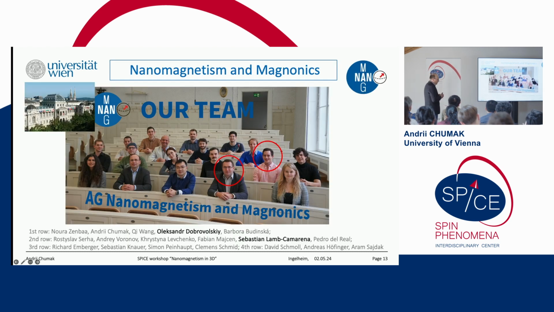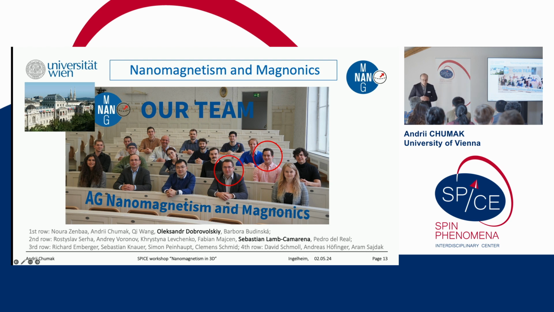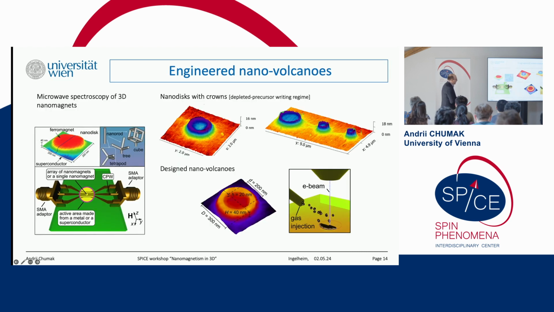In our group, we also contributed a bit to this field. So Alexander Dobrovolsky, who actually just got a call for a professorship in Braunschweig, so he's leaving our group. He had a project with Dresden Rossendorf and with Michael Huth in Frankfurt, where they studied 3D structures for spintronics and magnonics. And here you also see Sebastian Lamb-Camarena, his PhD student, who also did a job. So one of the publications in this direction.